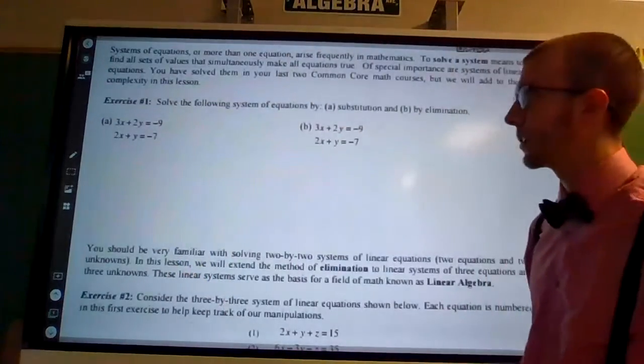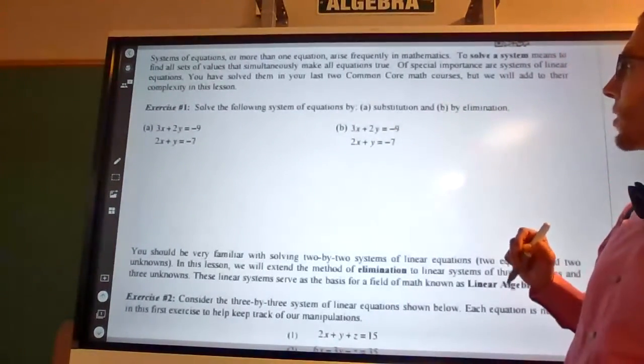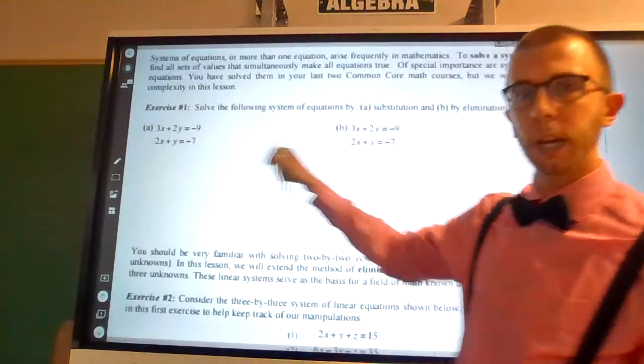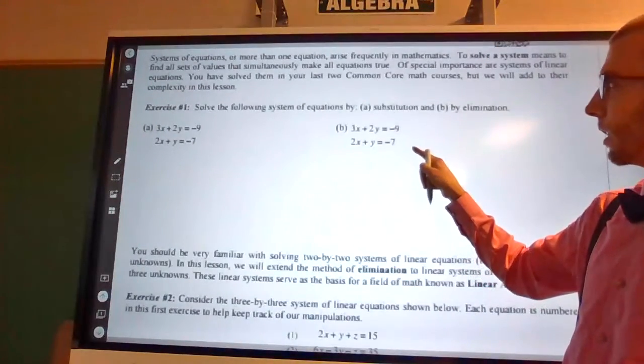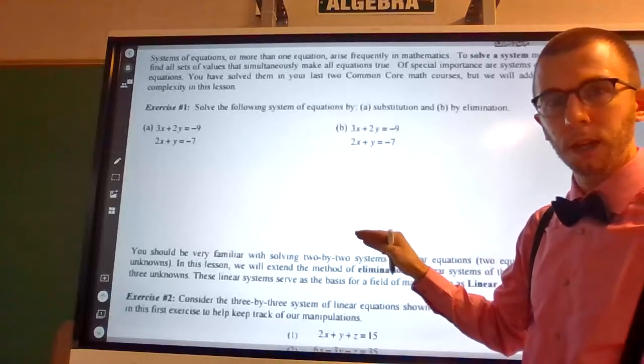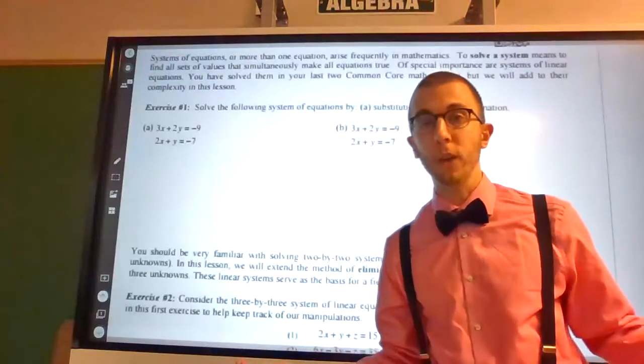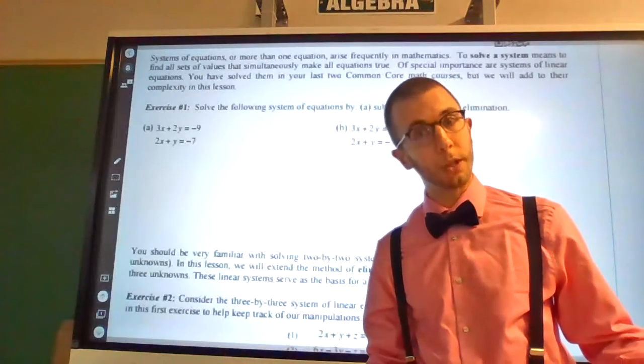All right, so let's start it out here with exercise 1. It says solve the following system of equations by substitution over here, elimination over here. If you notice, both of these systems are the same. So we're just using two different methods to see how they both result in the same solutions.